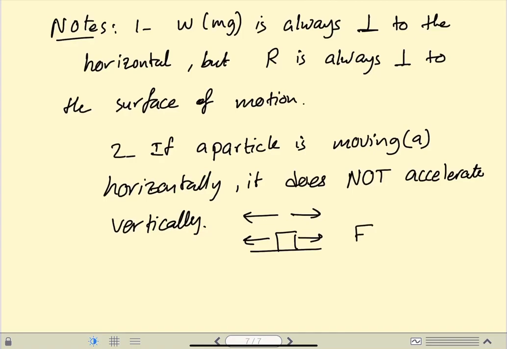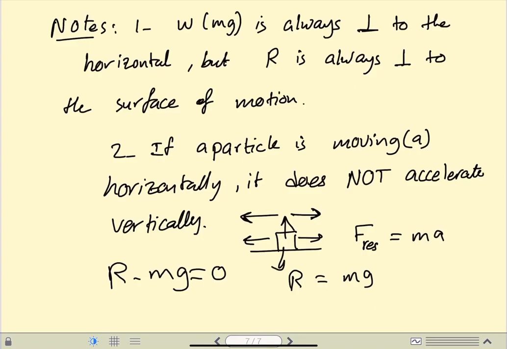F net, F resultant, we'll be solving it in the next part, is equal to ma, because the particle is moving to the left or to the right, or due east and west. We use this language at the end of M1 in the coming chapters. But why is R always equal to mg? Because R minus mg is equal to 0. There is no acceleration in this direction. Because of this, R equals mg, my dear students.